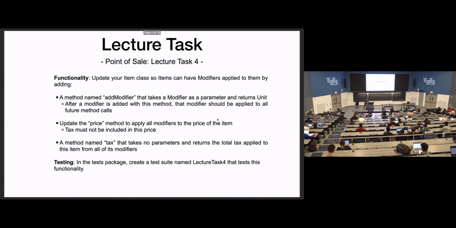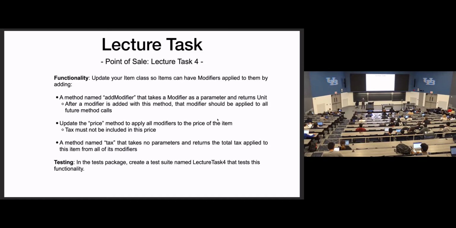So, polymorphism. The lecture task today: we want to take the functionality from lecture tasks 2 and 3 and combine them into one feature in the item class. In lecture task 2, you created a sale testing item and sales. The sale testing item was like the item class, but its sole purpose was just to test the sale class that you wrote.